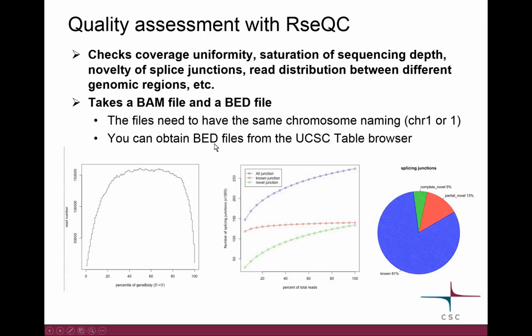You can obtain those from, for example, the UCSC table browser. Just make sure that the chromosome naming is the same in the BAM file and in the BED file. There are two naming types available, either just using the number or then chr number for the chromosome. So just make sure that they are the same, and we have tools to switch it if it's not correct in the beginning.